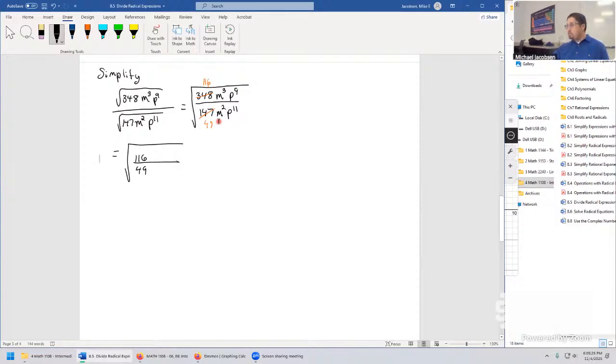Next thing we can do is reduce m squared into m cubed. We can have just m when we do that reduction. M cubed divided by m squared comes out as just an m in the numerator. Slightly differently for base p, when it's p to the power 9 over p to the power 11, this reduces as p to the power 1 over p to the power 2. So we'll have p squared in the denominator.